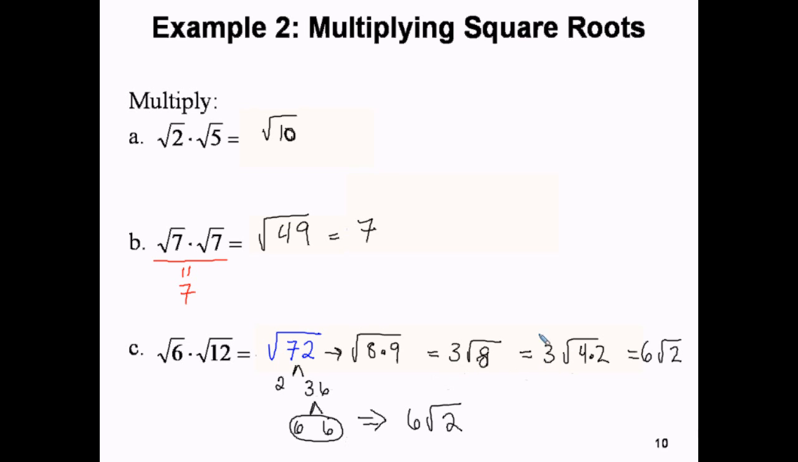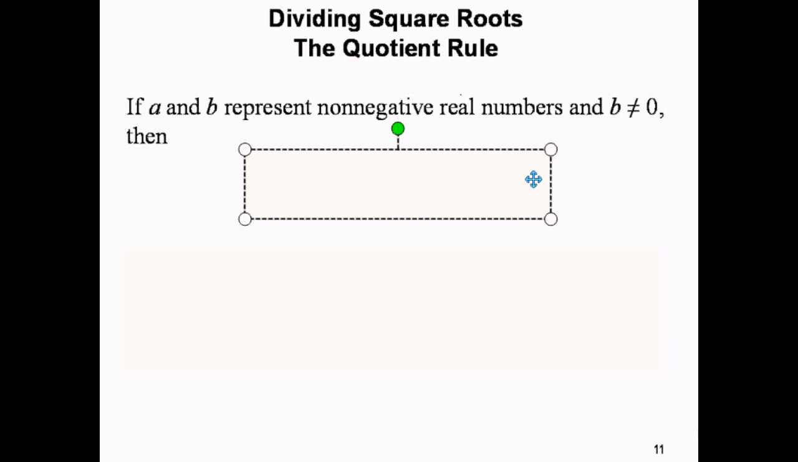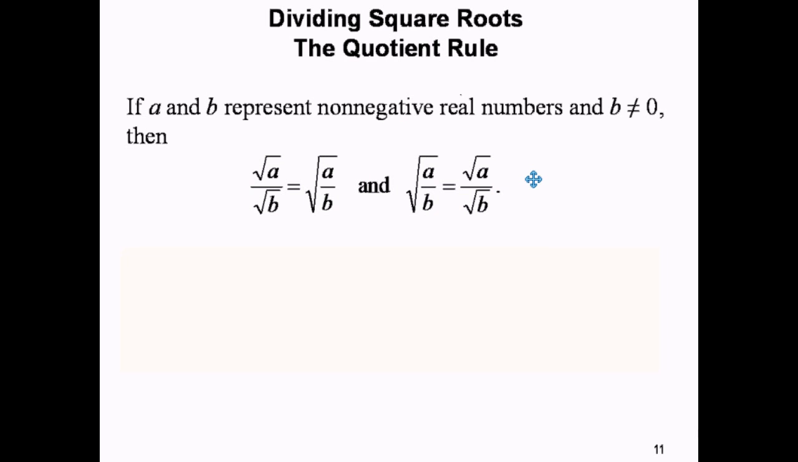Remember, quotient's the answer you get from dividing, so there's a quotient rule. A and B are non-negative, and B can't be 0, because we're going to put B in the denominator, and you cannot divide by 0. So, just like with multiplication, if you have 2 separate square roots, you can mash them together and make it a square root of a fraction, because maybe that's reducible. Or if you have a fraction, you can take it apart and make it 2 separate square roots.